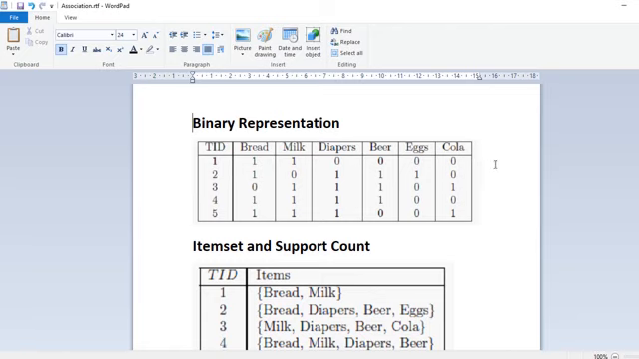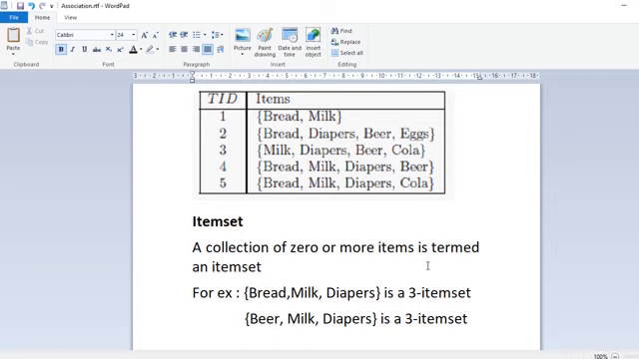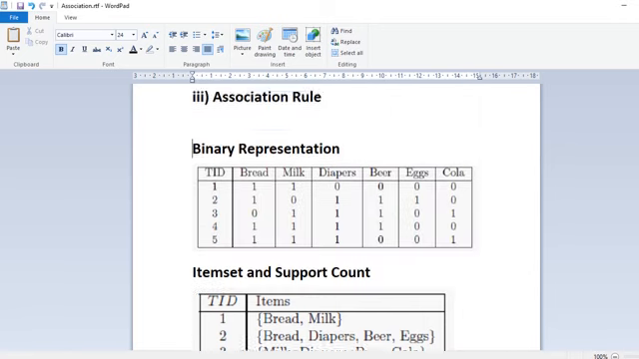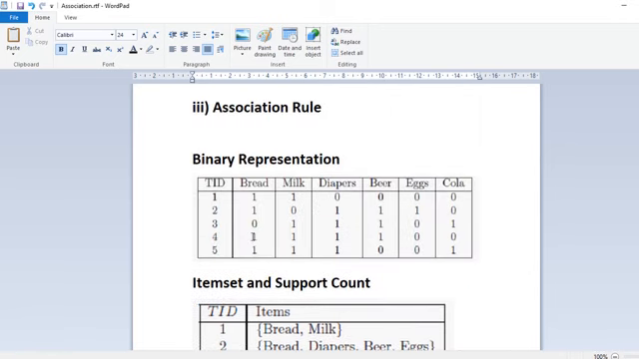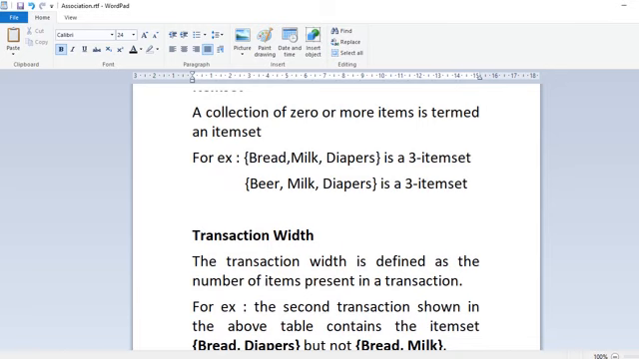So what do you mean by the item set now? Item set is a collection of 0 or more items from the item set. That is the item set. It is a collection of 0 or more items. So if an item set contains k items, it is called a k-item set. For example, here if we take bread, milk, diapers, then we call it a 3-item set. Beer, milk, diapers, then we call it a 3-item set.